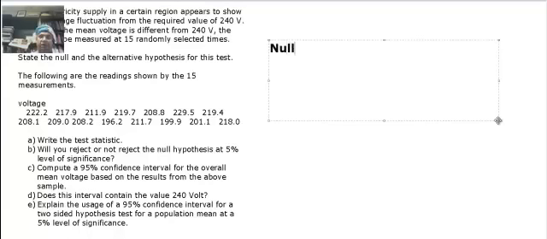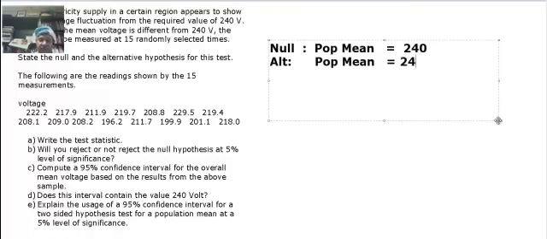So what would my null here be? Null is that the pop mean, instead of population mean, equals 240. And what is my alternative in this case? That the population mean is not equal to 240. Let me just put the not-equal-to sign here. Are we good here?